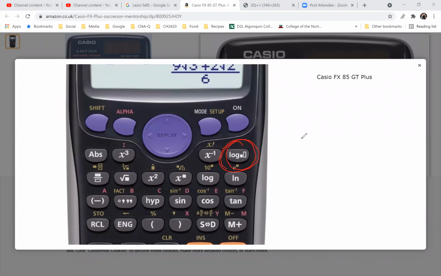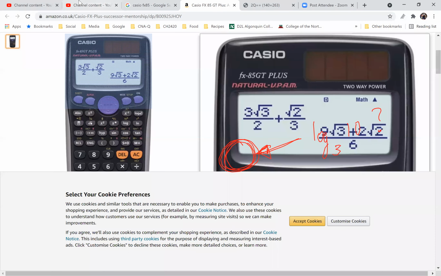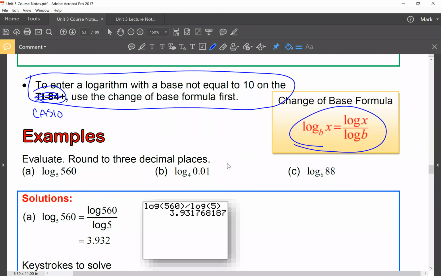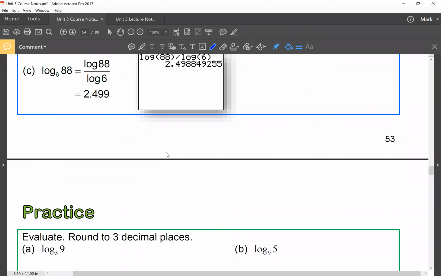Right here. If you want to enter a logarithm with a different base, say, log base 3 of 10, you can use this button on your calculator. Perfect. That makes our lives even easier. You don't need to worry about the formula if you have a nice Casio calculator. We're almost done, by the way, guys. I'm just showing you how to use your calculators, and that's it.